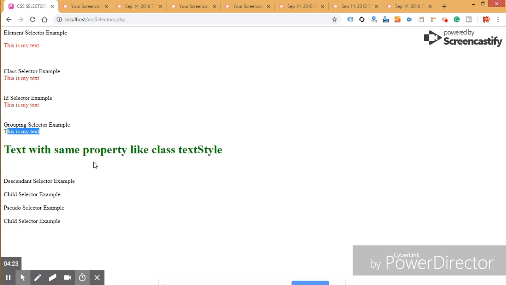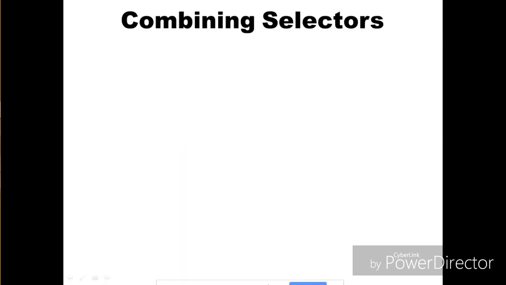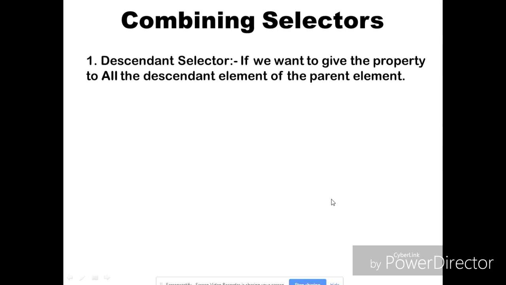So now we go to our next selector. The next is the combining selector. Basically, the combining selector we can divide into two parts: descendant selector. So what is a descendant selector? If we want to give the property to all the descendant elements of the parent element, in simple words, if we want to give the properties to all the child elements of the parent element, then we use descendant selectors. So the syntax of this, first we will write the parent selector.